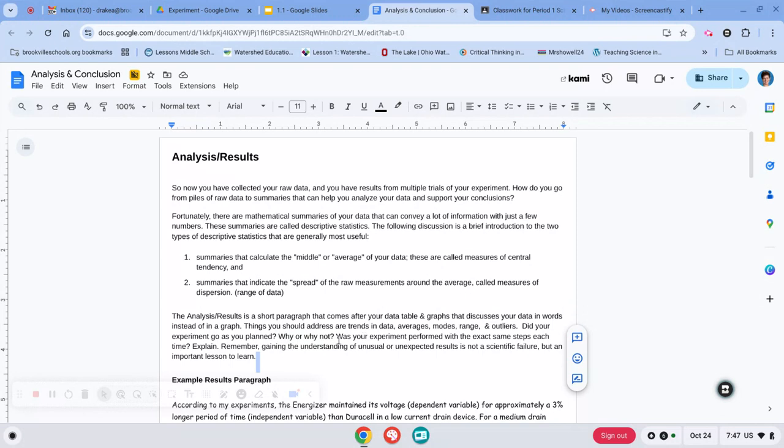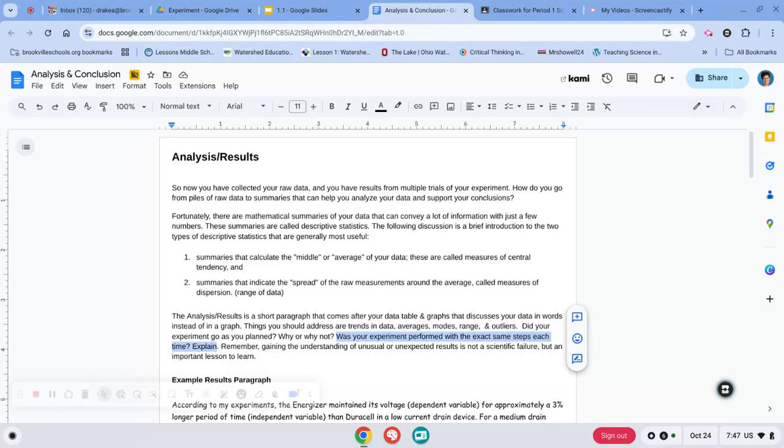Was your experiment performed the exact same way with the exact same steps every time? It's okay if you say no. It's okay if you say yes. Okay? If you say no, tell me why. If you say yes, tell me. Okay? Some of you, we did have to tweak as we went.